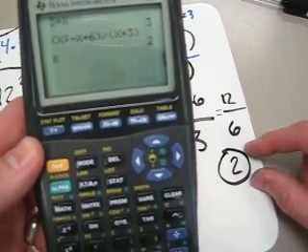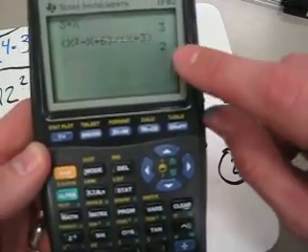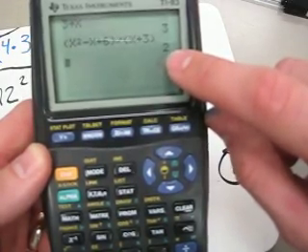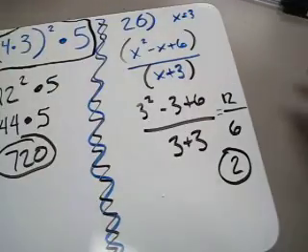Okay, so when we evaluated the expression by hand, we got 2. When we evaluated the expression by storing values in our calculator, we got 2. Alright, we have one more problem that I'll do today, and that is number 28. Number 28, we are also evaluating expressions.